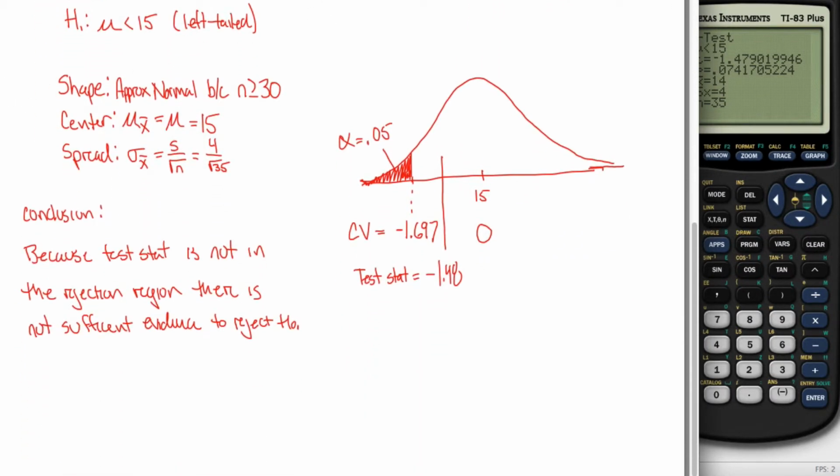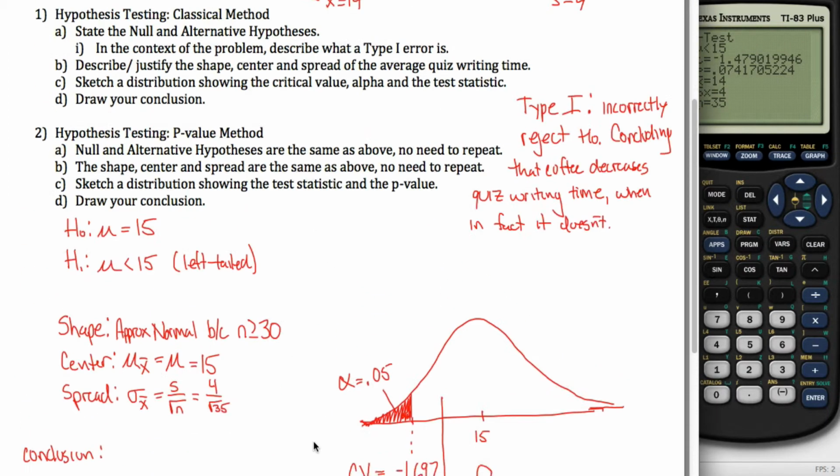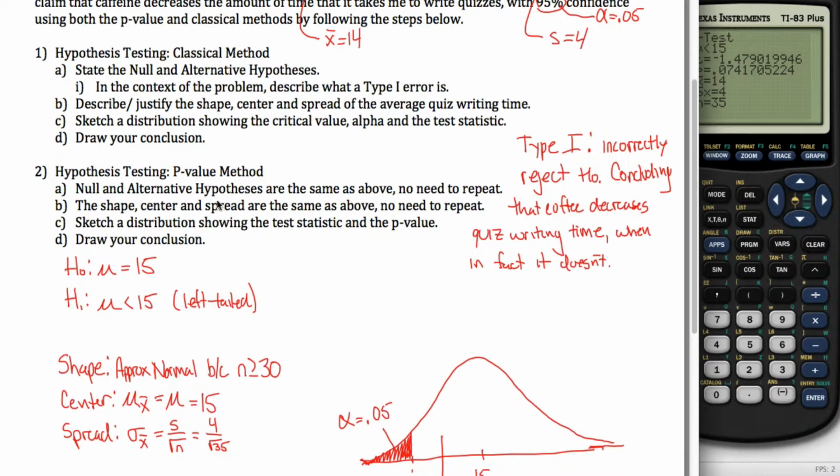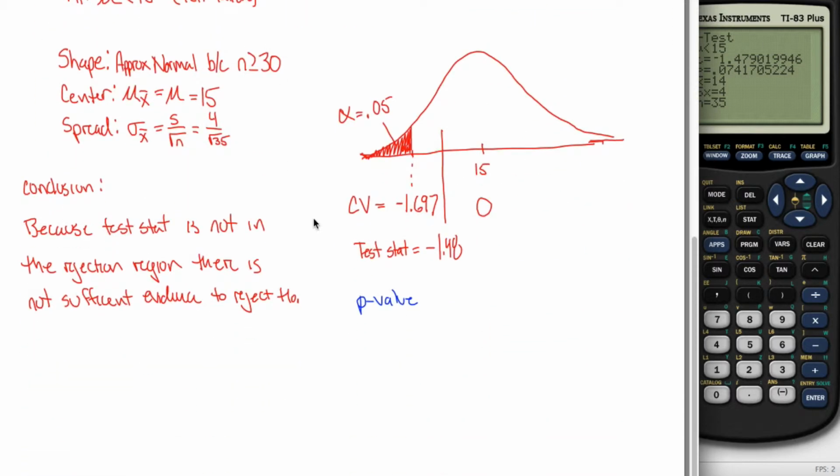Fortunately, part 2 will go quite a bit faster. For part 2, we're using the p-value method. When we use the p-value method, the null and alternative hypothesis are the exact same. The shape, center, and spread are the exact same. So all we've got to do is draw a new picture and restate our conclusion. We'll come to the same conclusion as before, just for a different reason. So I still have 15 in the middle, but below it I'm going to write a 0, because all the information will be given to me in terms of z-scores.